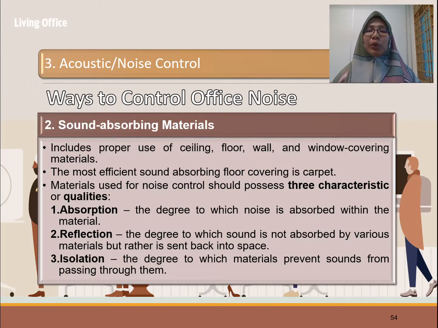Number 2 is reflection, the degree to which sound is not absorbed by various material but rather it's sent back into the space. So I don't think that the carpet will reflect back, but the carpet is more to absorb.